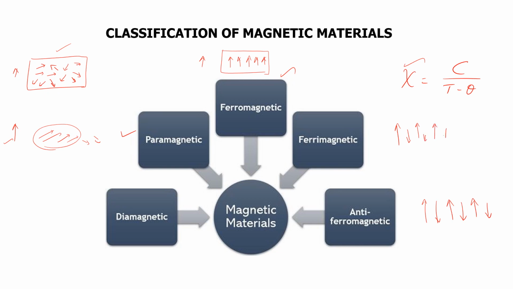So we don't have much about ferrimagnetic, ferromagnetic and antiferromagnetic in our syllabus. Just to introduce, I am just telling this. So this is about the classification. We will see further details in the next slide.